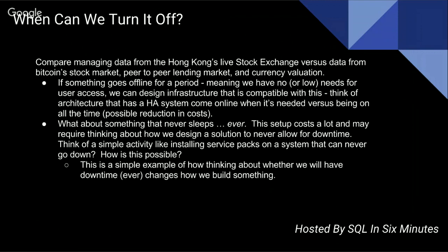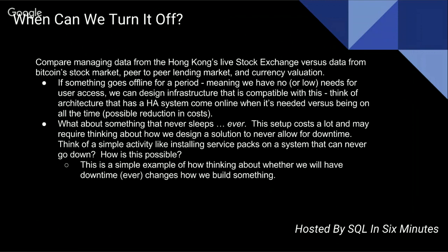Think about managing something like the Hong Kong live stock exchange data versus Bitcoin, peer-to-peer lending, or just its currency valuation. Bitcoin never goes down, right? I mean, the peer-to-peer markets are always open. It's kind of like eBay. When does eBay close, right? If something goes offline for a period, meaning we have no or low needs for user access, then we can design infrastructure that is compatible with this, right? Think of architecture that has high availability of a system coming online when it's needed versus being online all the time. If something's not online all the time, right off the bat, you have a reduction in cost, right?